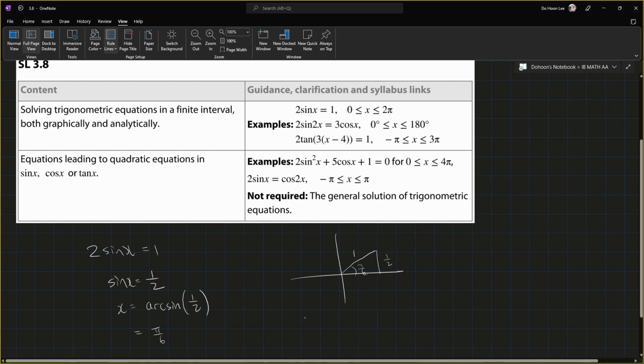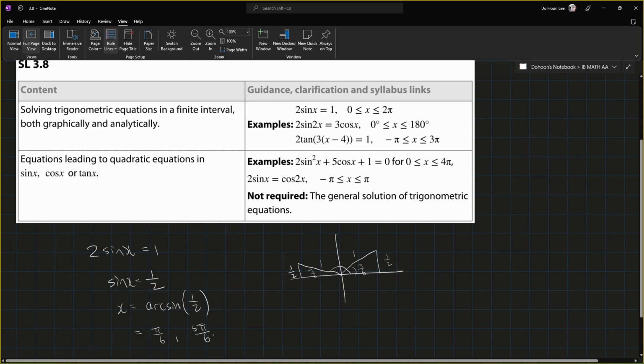Right. Are we done here? Well, no, because for sine x equals 1 over 2, there's another answer possible. What if I go like this? I can make a similar triangle here, where the opposite is still 1 over 2 and my hypotenuse is 1. So there are two possible answers. And obviously, this is pi over 6 here. So pi minus pi over 6 will be 5 pi over 6.